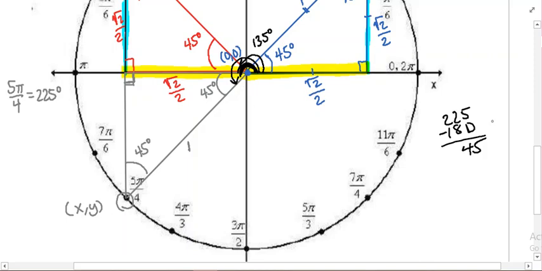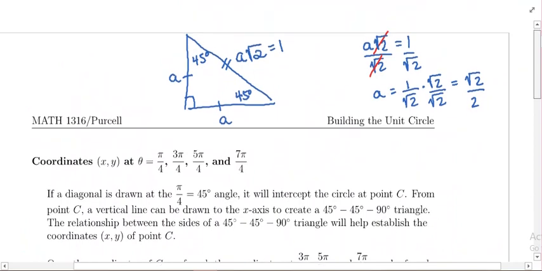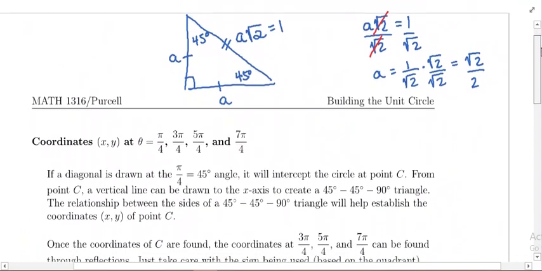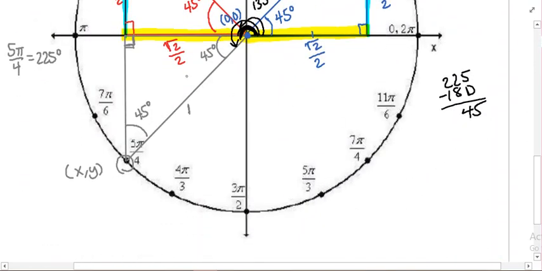We know the hypotenuse is 1. We've already done the work. The other two sides are going to measure the square root of 2 over 2. It's already labeled for this leg because this leg is common to the red triangle. This vertical length is going to measure the square root of 2 over 2. So now we know the lengths of the sides, so we can go ahead and write down our coordinates.